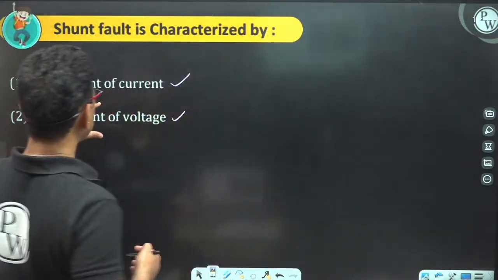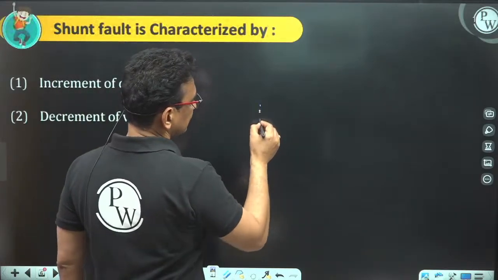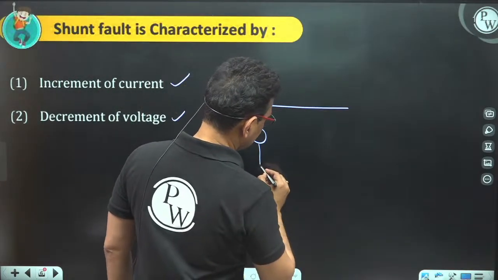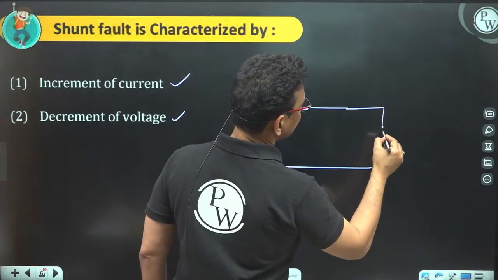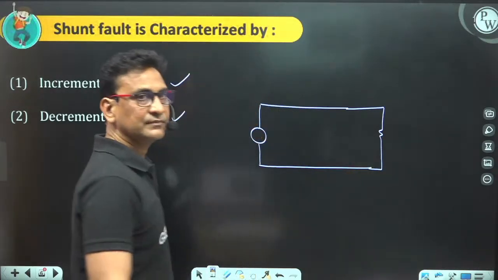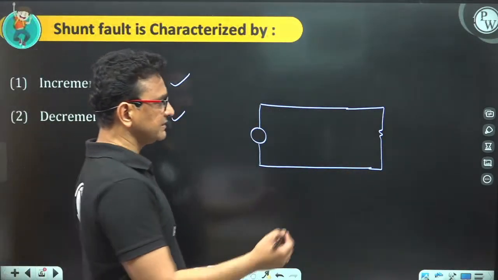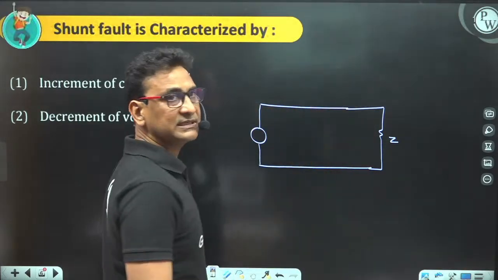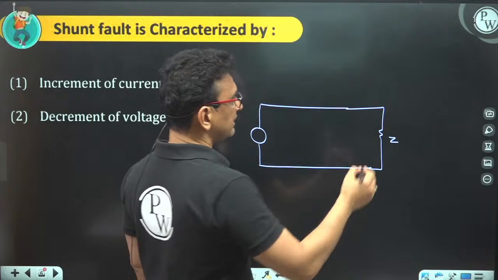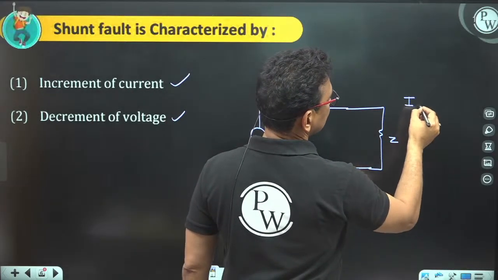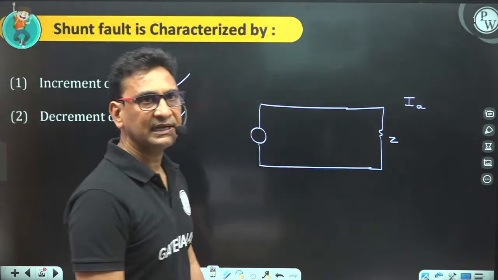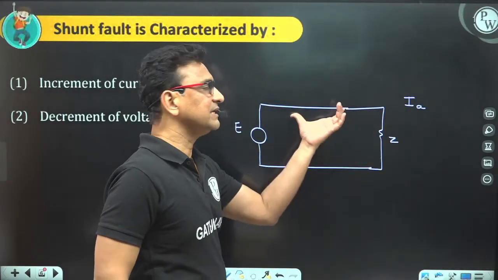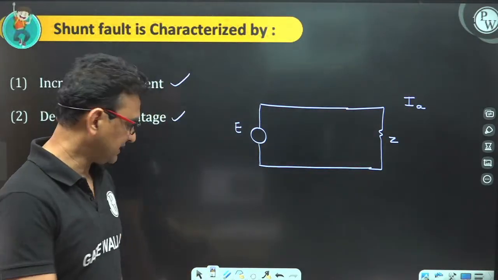Clear? How will this happen? Suppose, see, in the normal condition we have a source and through the transmission line a load is connected. I am just drawing a single line diagram. So in this complete circuit, Z is my load impedance and there is some impedance of the transmission line. So normal current flowing in the transmission line will be the value of E upon Z plus the impedance of the transmission line.